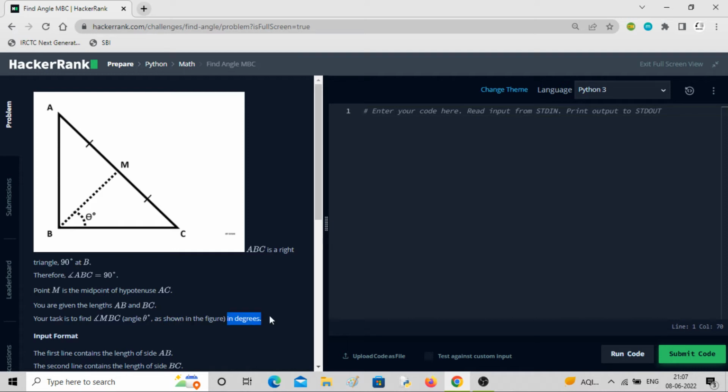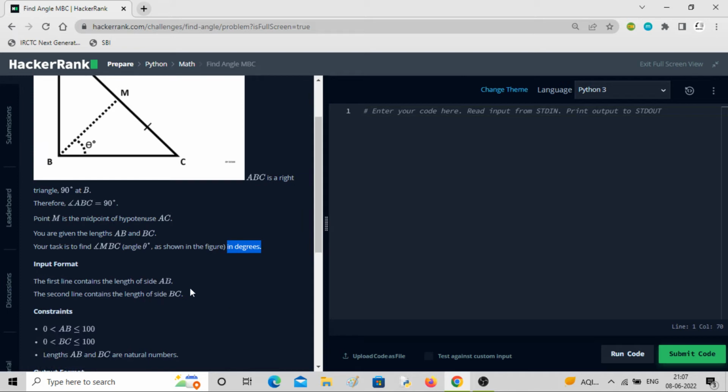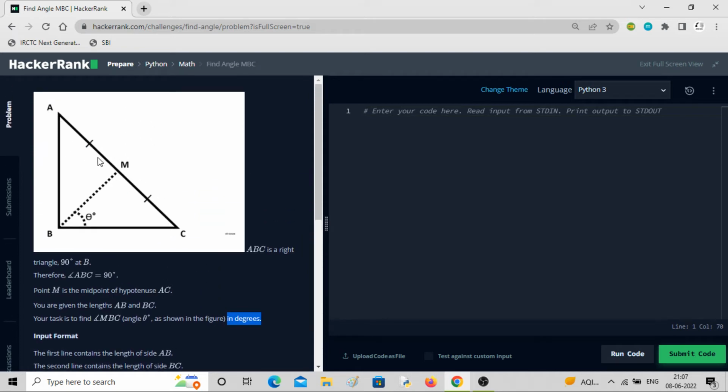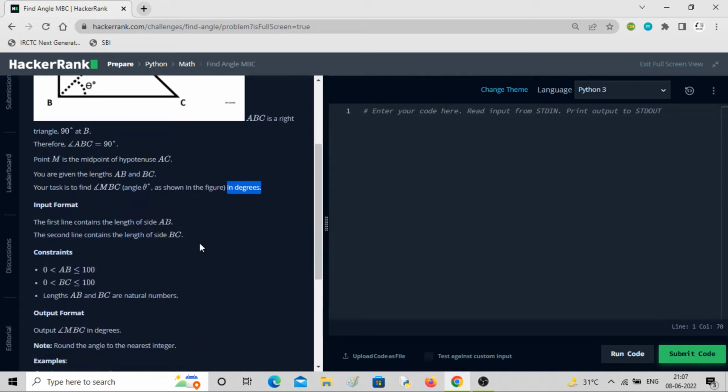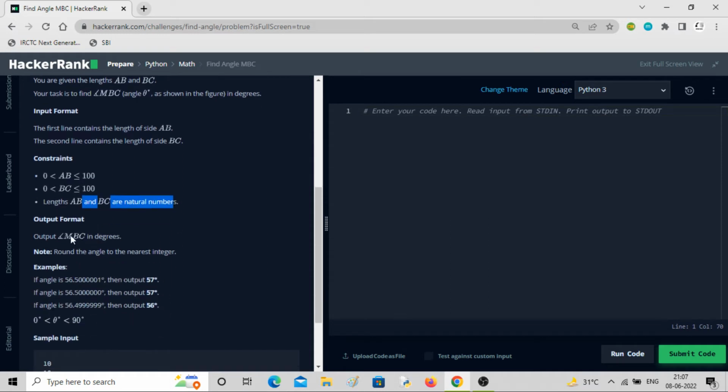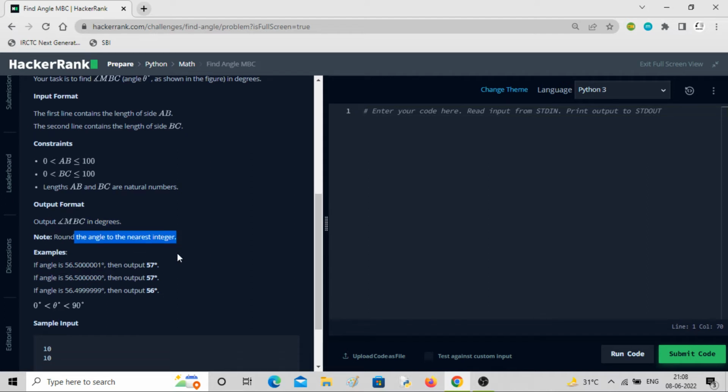So we have to convert into degrees, and you can see these two lines are equal. These dash lines mean AM is equal to MC. We'll be given first AB and then BC, and both are between 0 and 100. The lengths AB and BC are natural numbers. The output will be angle MBC in degrees. We have to round the angle to the nearest integer, so we have to round off.